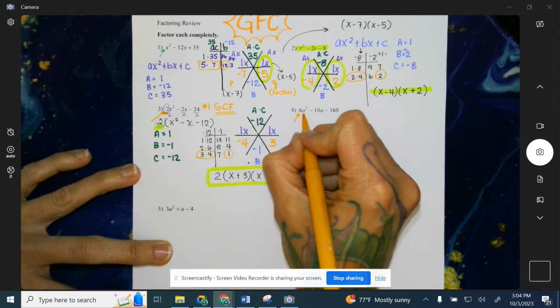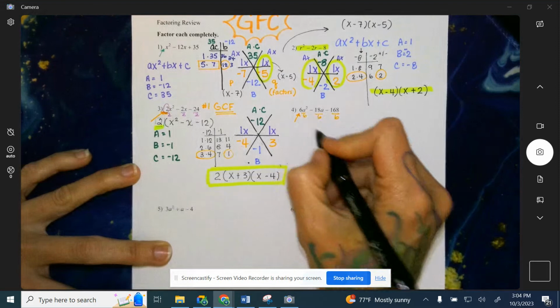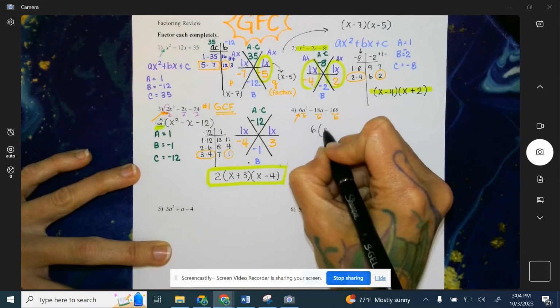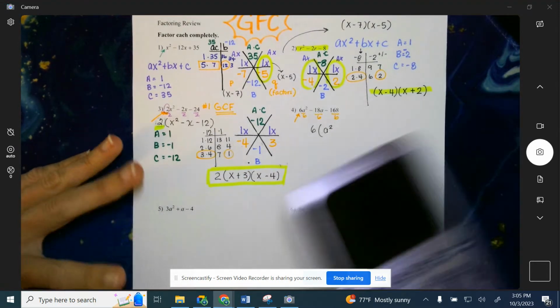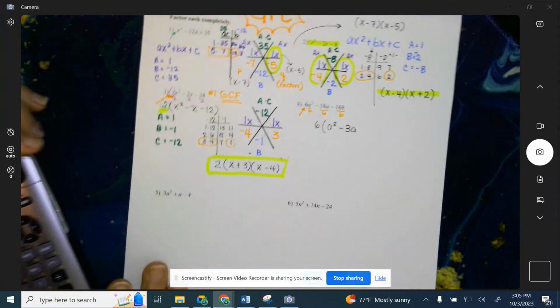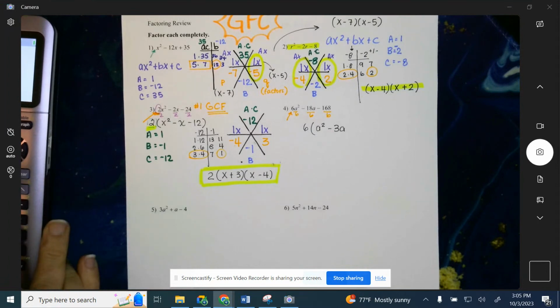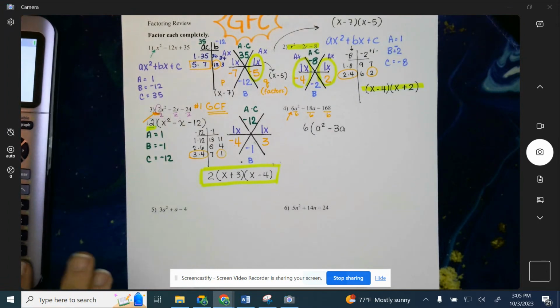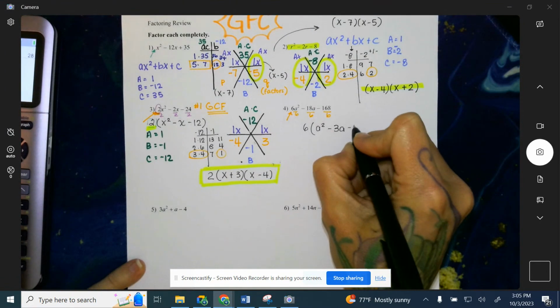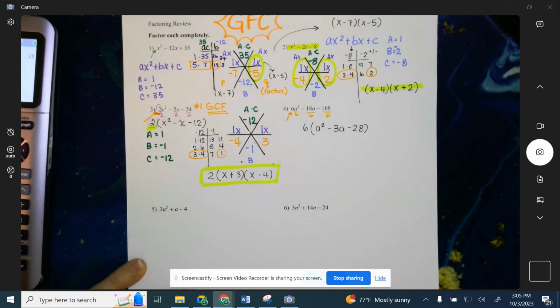All right, so again, there's a number in the front. We're going to try 6 all the way across first. And that's going to give me 1, which is, hopefully, 6a squared. 18 is going to give me a negative 3a. And then 168, I wish I could tell you I could do it in my head. Give me 1 second. And that's going to give us 28. So GCF, GCF, GCF, always think GCF first.